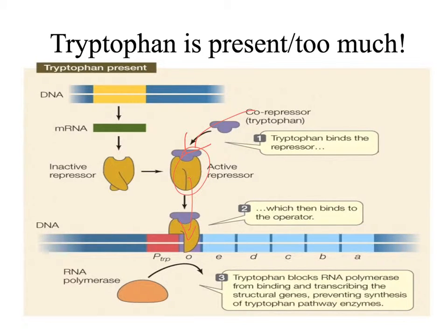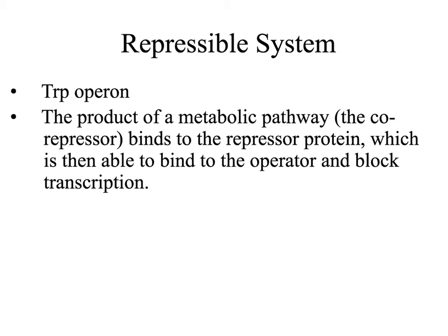This prevents RNA polymerase from binding to the operator, and now we cannot do transcription, we cannot do translation, and that way we do not make the enzymes, so we cannot make any more tryptophan, which is what we don't want anymore. We don't want any more because it's already there, it's too much. So this is called a repressible system. The product of the pathway, which is the co-repressor, is binding to the repressor protein, which is then able to bind to the operator and block transcription.